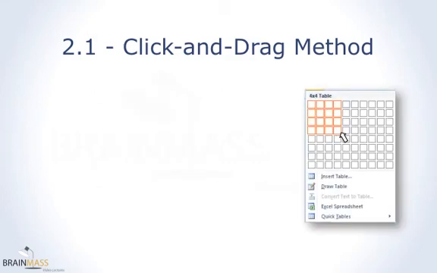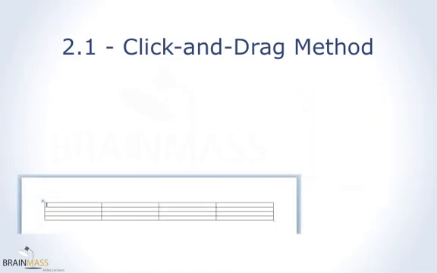By moving our mouse down within the grid, in this case over the 4x4 section, we can come up with a sample table for our Word document that covers, in this case, 4 rows and 4 columns. Clicking on that spot where we see the arrow gives us a 4x4 table in our Word document.